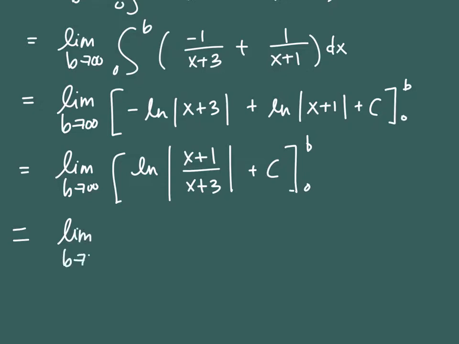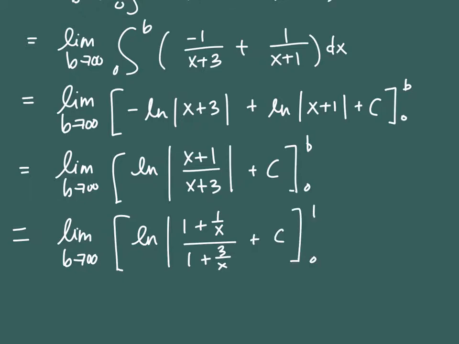Okay, the limit as b approaches infinity. So if I'm going to do that, then I have to have the natural log of, and I have to divide x plus 1 and x plus 3 by the highest power of x. So 1 over 1 over x and 1 over 3 over x. Okay, now I can plug in.